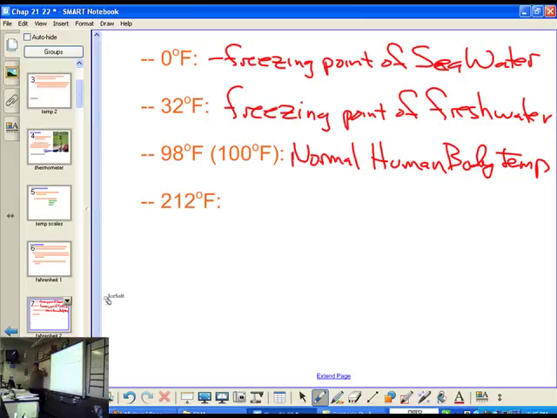It might be that he was hot, or just the accuracy of his equipment. It could be that his normal body temperature was 100 degrees. I mean, that's possible. Maybe he was colder back then.